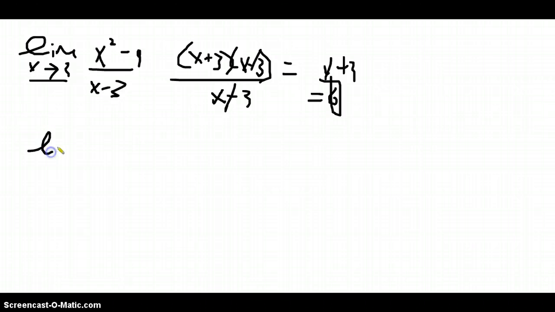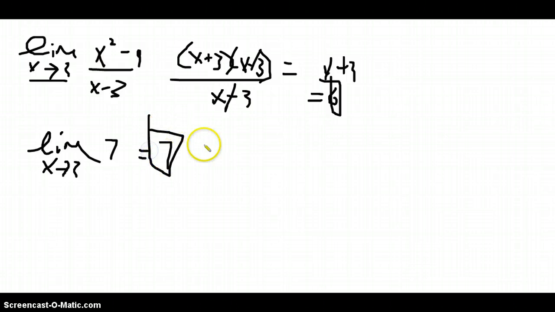What if we have something that's the limit as x approaches 3 of 7? Well, the function 7 is a straight line, right? It's saying y equals 7. That would look like a straight line, correct? So the answer to this is going to be 7. It's going to be the same as the function.